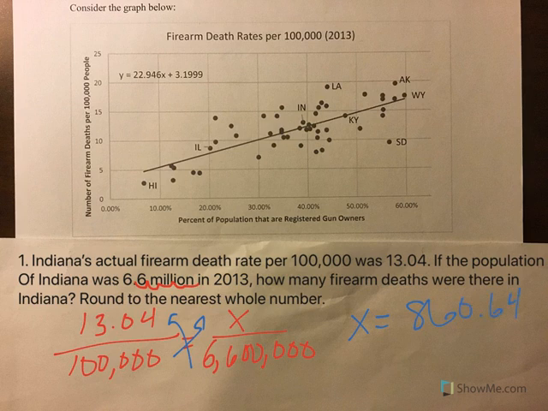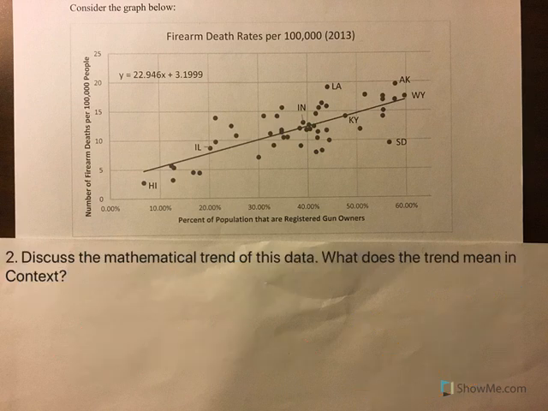860.64. But we're talking about deaths, right? We can't kill part of a person. So we round to the nearest whole person, and the answer is 861. Which is sad to say, but it is what it is.